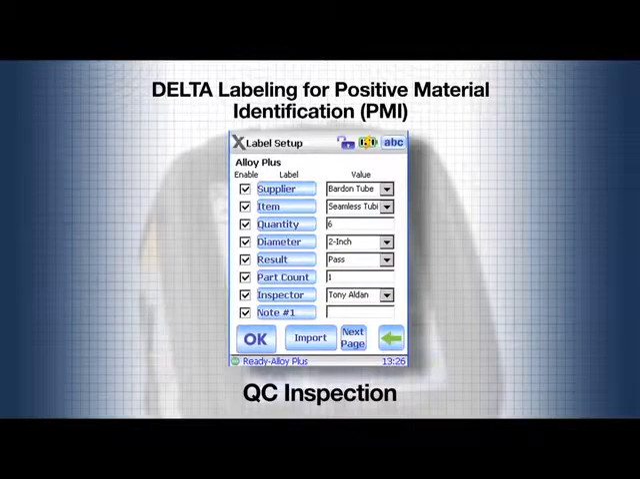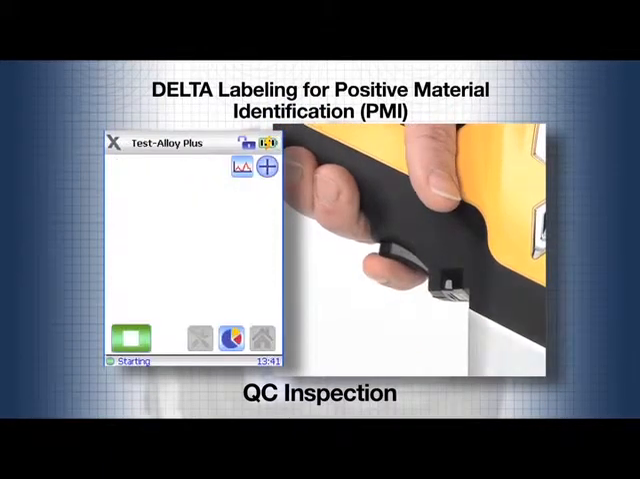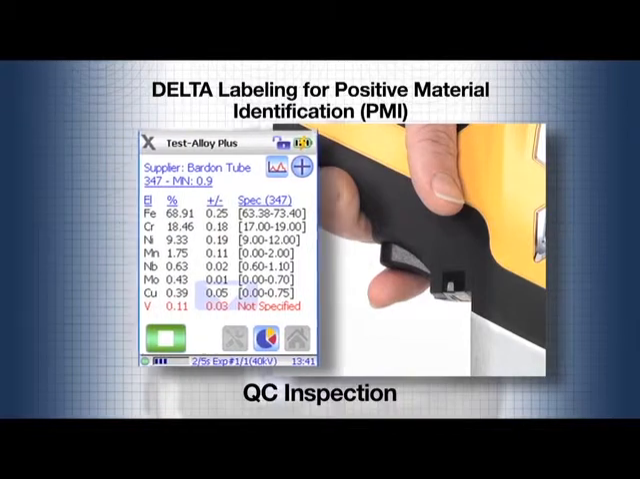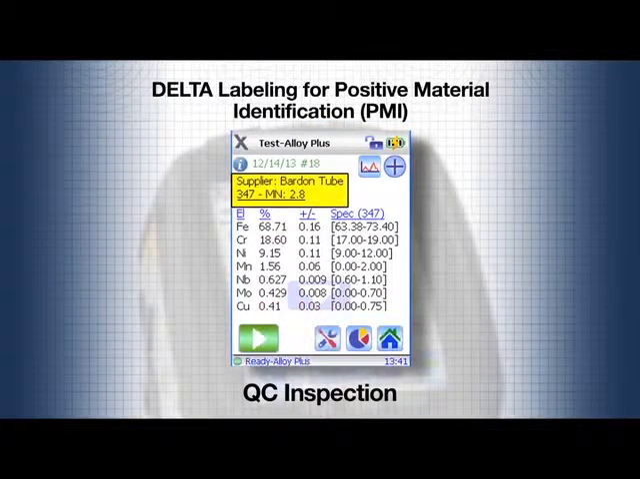Once the label options have been chosen, you can start testing right from the label screen. Place the analyzer on the tube, pull the trigger, and the test begins. The test result for the first tube is 347, the expected grade. It also shows the supplier field from the label window. The Delta chooses the first label as the default, but you can change which label appears on each test.